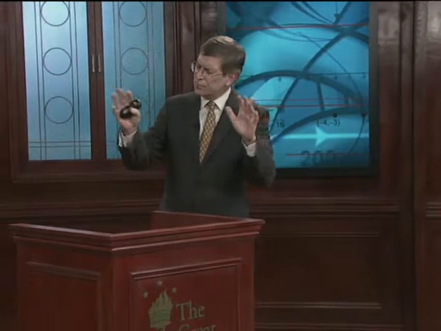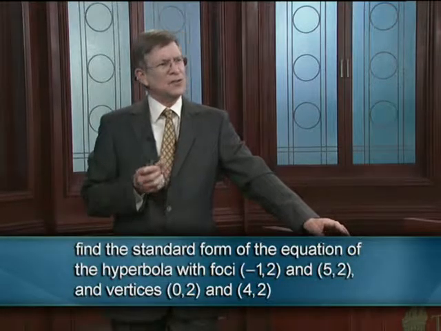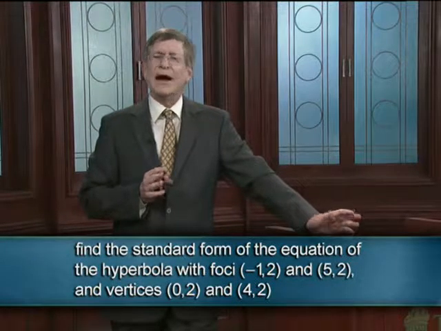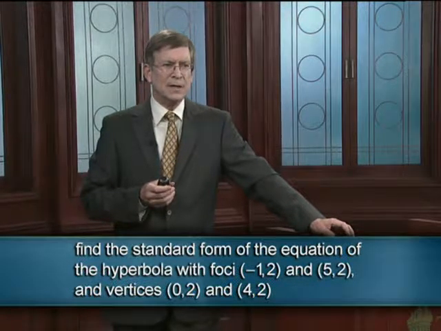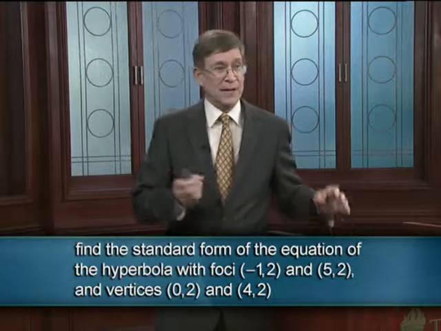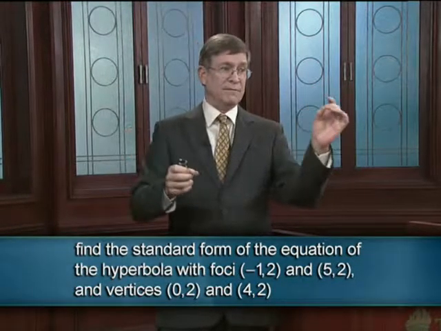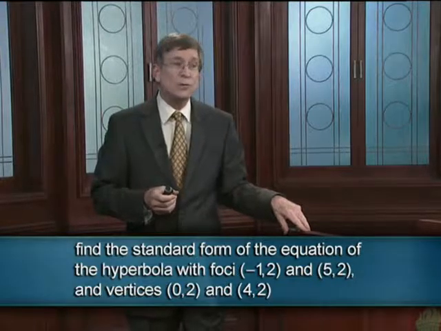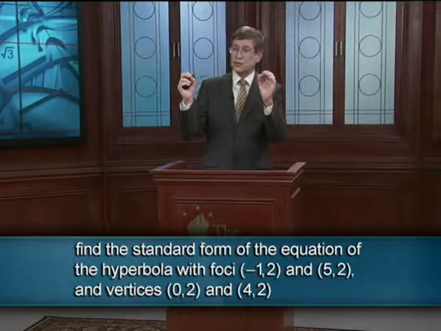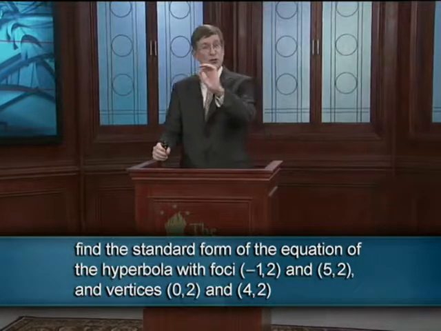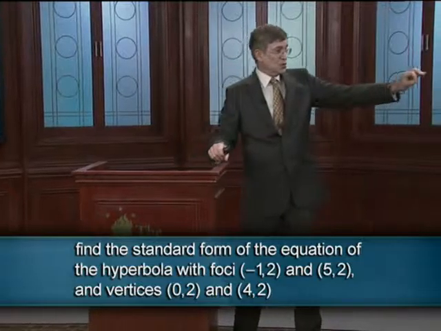Again, a lot of terminology, a lot of formulas, etc. Let's pin it down with a straightforward example. So here we go. Let's find the standard form of the equation of the hyperbola, say with foci minus 1, 2 and 5, 2. So it has two foci at minus 1, 2 and 5, 2, and vertices at 0, 2 and 4, 2. So we have two foci and two vertices. Notice the y coordinate here is 2 everywhere, so it's kind of going this way.